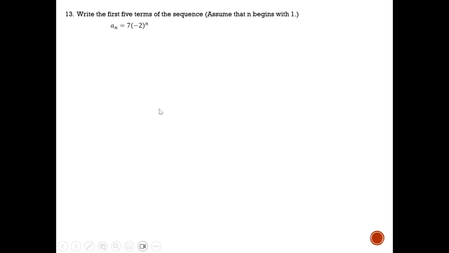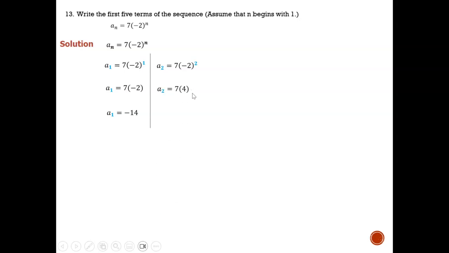This is number 13 from the homework. It says, write the first 5 terms of the sequence. Assume that n begins with 1. Solution: I'm going to plug in 1 where the n is for the first term. So 7 times negative 2 will give us negative 14. So A1 is negative 14. Now A2, the second term, I'm going to plug in 2 where the n is. It's going to give us 7 times positive 4, which is 28.